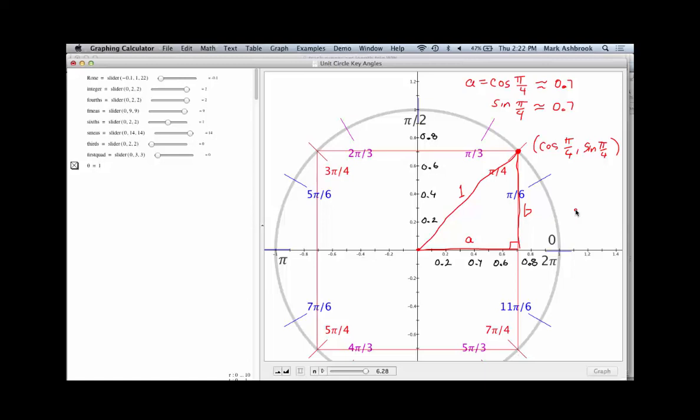So if we want to get the cosine, we're trying to get a, then we have a squared plus b squared equals c squared, and c is 1, so 1 squared. Okay, but that's two unknowns, so it's not enough information. Any ideas? We're trying to get a, or cosine pi over 4. Joe, any ideas?